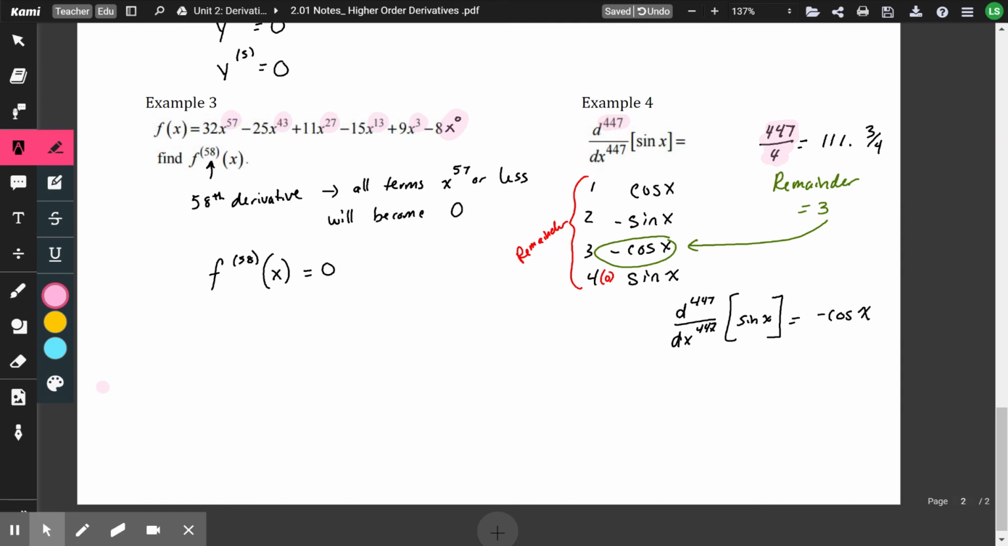What's left over is going to be our remainder. We have a remainder of 3/4 or 0.75, or you can look at it as a whole number remainder of 3, meaning we're going to go through 3 more derivatives before we're able to repeat the cycle again. So we go through all 4 of these 111 times, and then we have 3 left over. So we have 1, 2, and then 3 as our last derivative result. So we can say that the 447th derivative of sine of x will be a negative cosine of x.